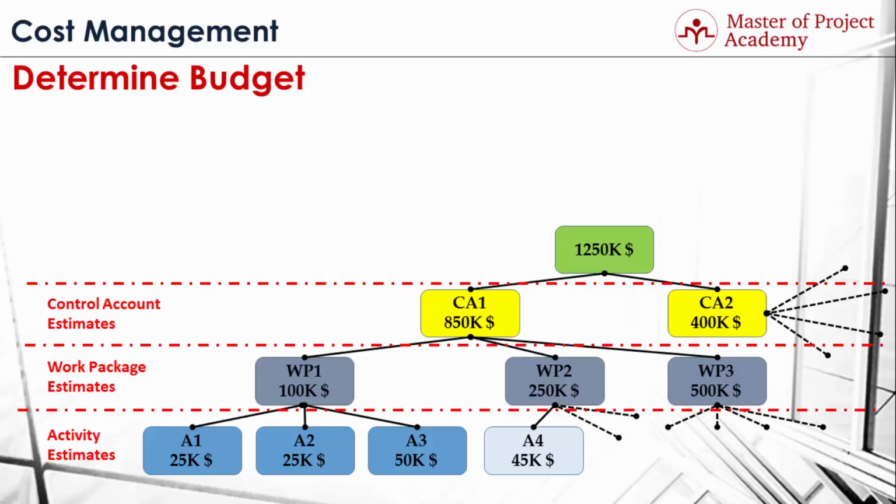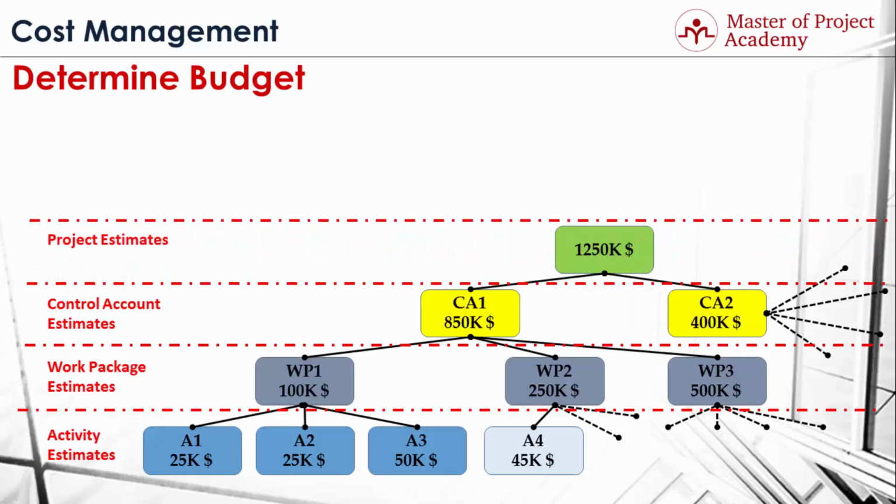For instance, for control account number 1, there are 3 work packages under this control account, and total cost of these work packages is $850,000, which is the total cost of control account number 1. Overall project estimate is found by aggregating the costs of control accounts in a project respectively. In this example, total project estimate is $1,250,000. However, this cost does not include the cost reserved for risks.